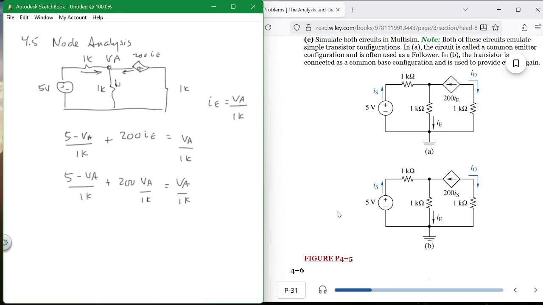Okay? Once you've found VA, what do you need? What else do you need? Well, from that you can solve everything else. If they ask you for something else, you got it. But this is what cracks this problem open, using nodal analysis and VA. Any questions about that?